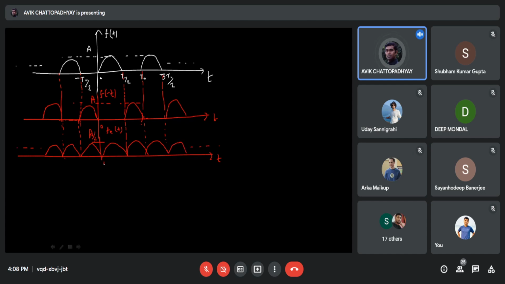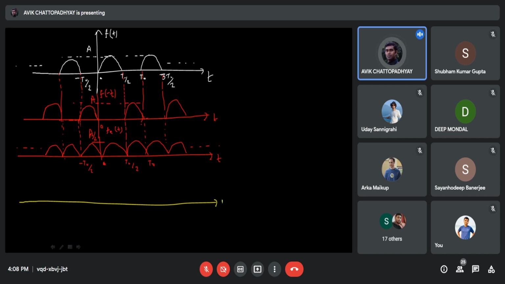It's like this. So it is 0, it is t naught by 2, it is t naught, it is minus t naught by 2, and so on and so forth. Got it? That is the even part. And the odd part, the formula is f of t minus f of minus t divided by 2. In this case, what will be the odd part?